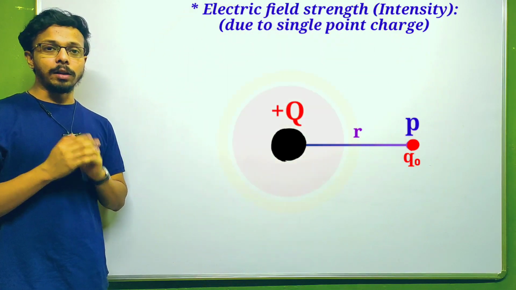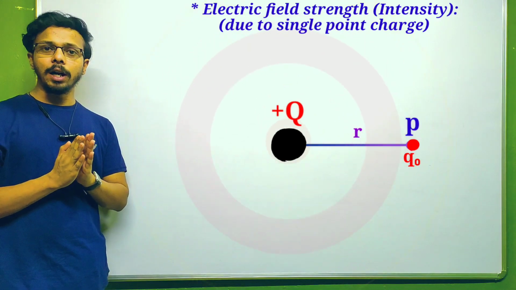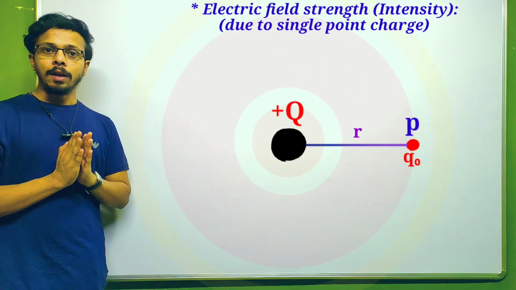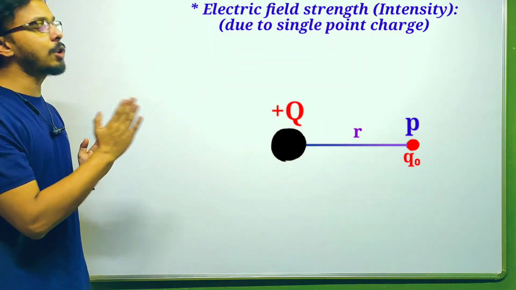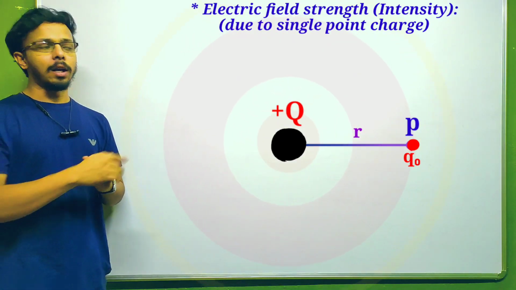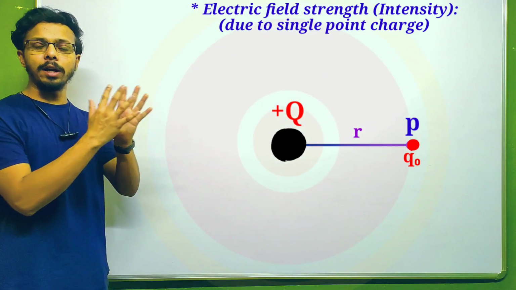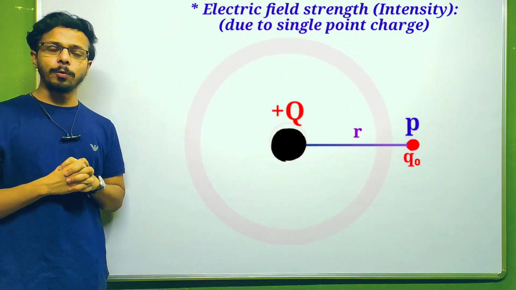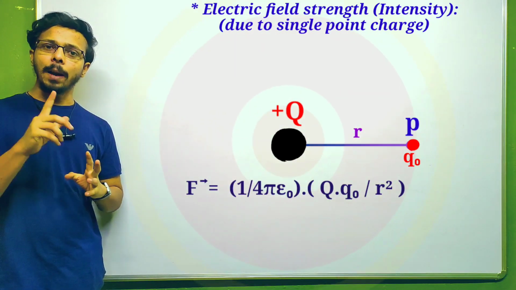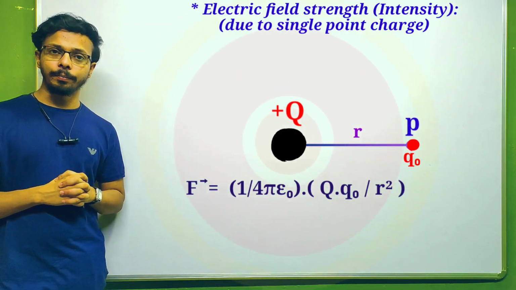Now we know that the electric field at any point inside the electric field is nothing but the force experienced by a unit positive charge at that point. When you bring the unit positive charge and place it at point P, there exists a force between these two charges, that is, the force between capital Q and Q naught. From Coulomb's law, the force between these two charges is F equals 1 divided by 4 pi epsilon naught, Q Q naught divided by r squared, where r is the distance.